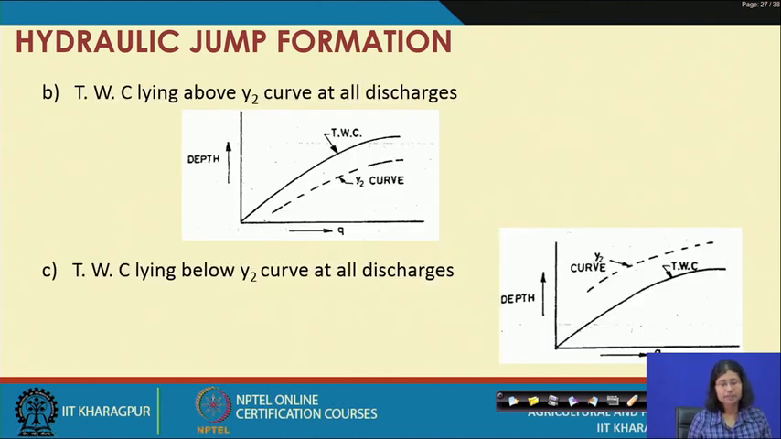And the second possibility is when TWC is lying above the y2 curve. So, this is the TWC curve, this is the y2 curve. And the third possibility can be if TWC is lying below the y2 curve at all discharges. So, the first one is TWC above this, and the second one is just the reverse situation.